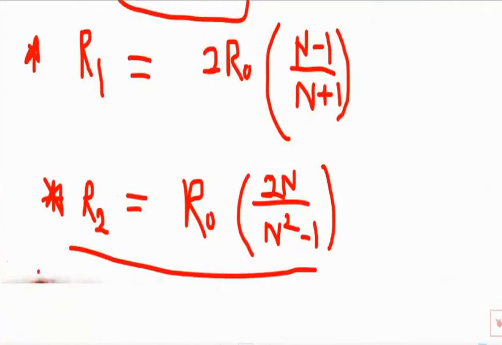R2 has a name, shunt arm resistance. R1 has a name, series arm resistance.